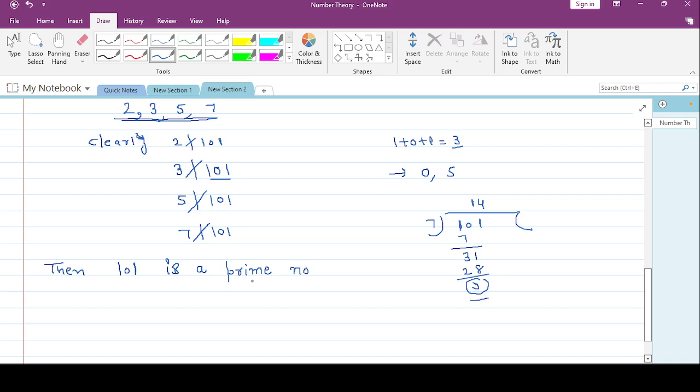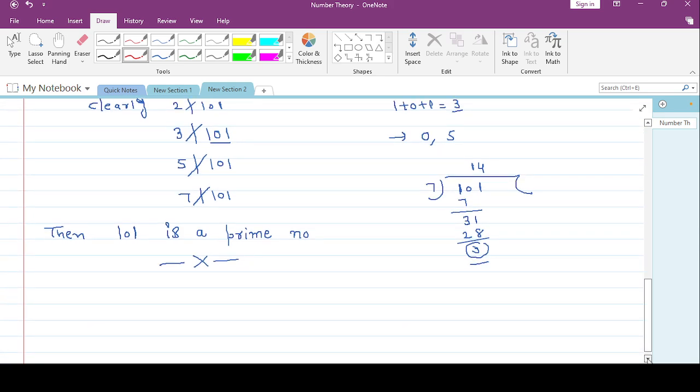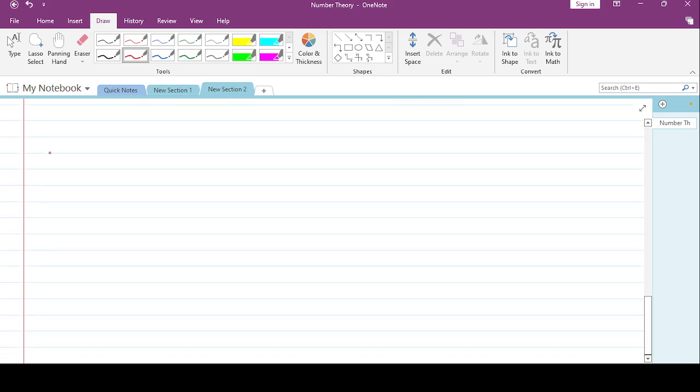Okay, so this is the way to check whether any number is a prime number or not. Now, in order to make you understand, we take one more example. So the question is: check whether 151 is a prime number or not. See here, the number is 151.